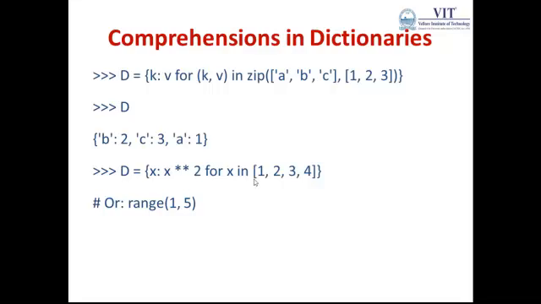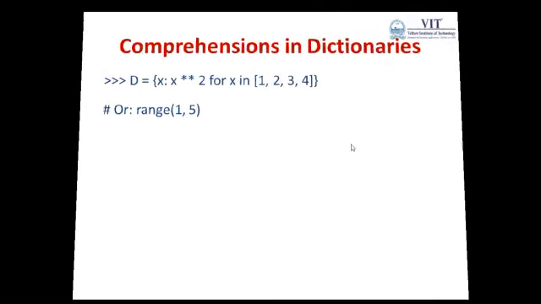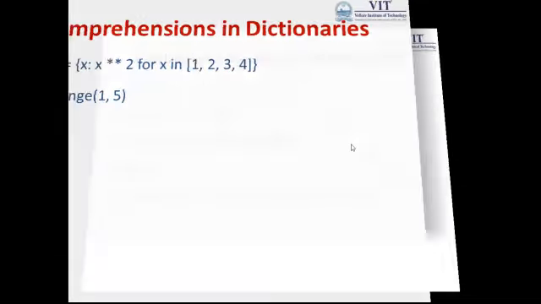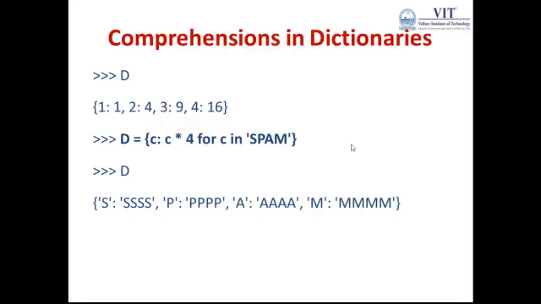Or instead of 1, 2, 3, you can also give a range of 1, 5. So this will give the result, look at the result: 1 colon 1, 2 colon 4, 3 colon 9, 4 colon 16. This is the output.